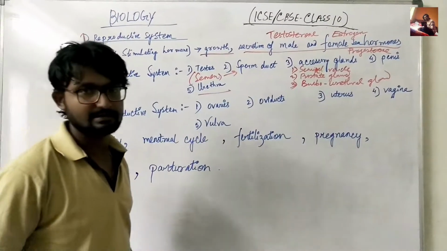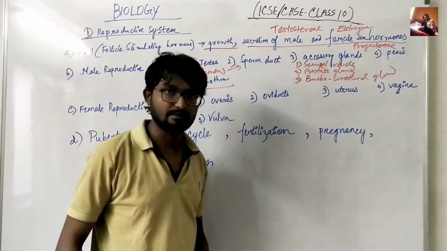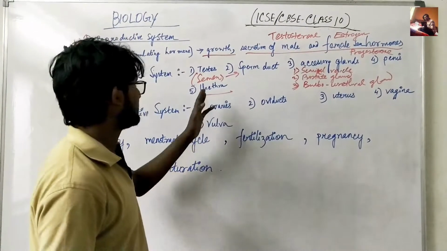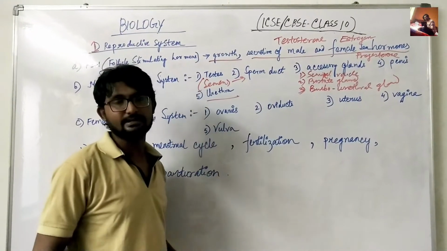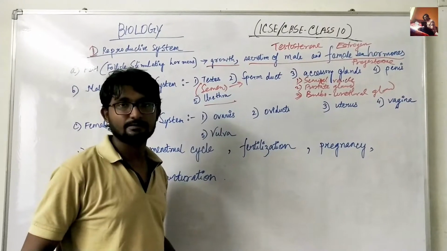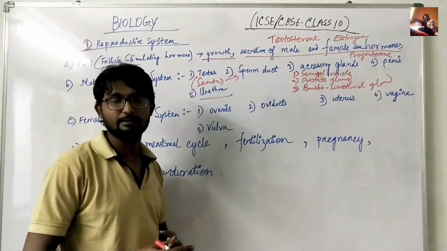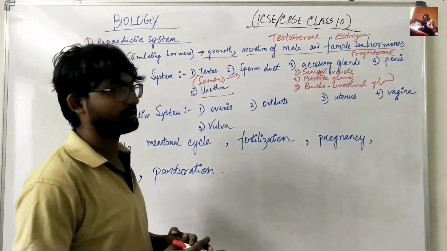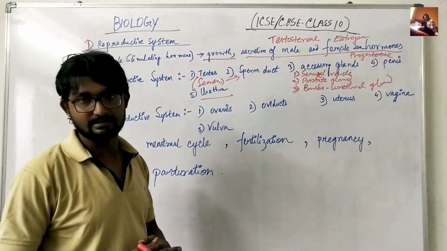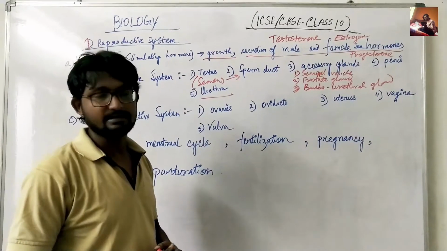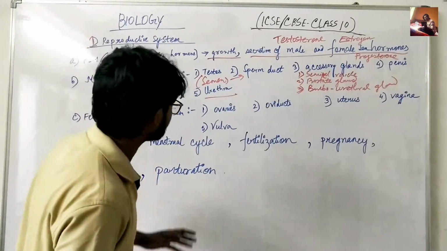Number 4 is the penis, that is the main part for ejection of sperm. And urethra, it controls not only urination but also the ejection of sperm at the time of coitus. That means when male and female gametes they just exist like in a proper condition during reproduction.